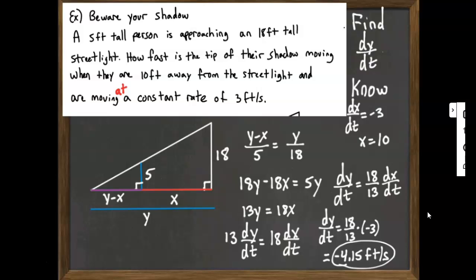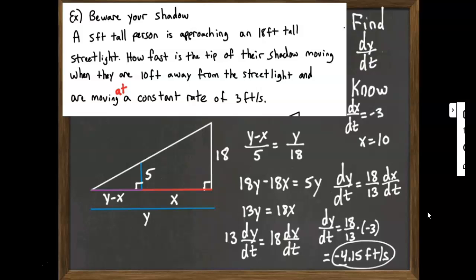So at the very beginning we said beware your shadow, and here is why. No matter how fast you go, if you're going towards a street light, the shadow moves faster than you do. Okay, say that again. The shadow moves faster. In this scenario, it's 18/13 as fast as you are. So creepy shadow is faster than you are if you're going towards a street light.